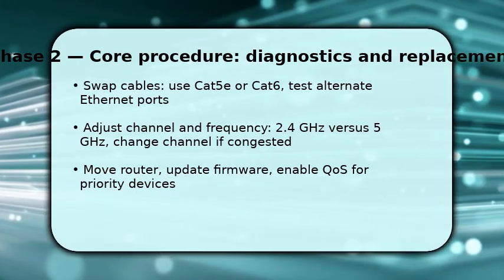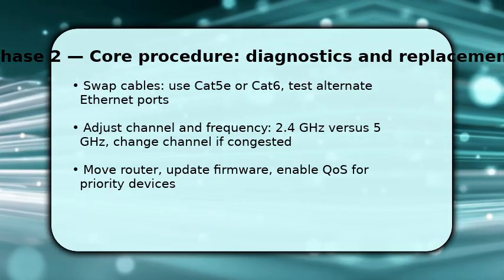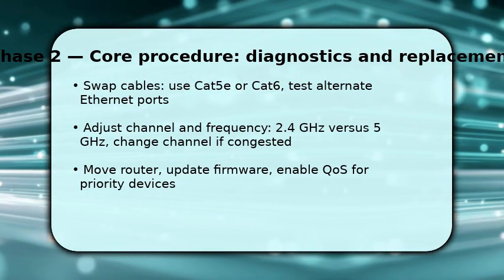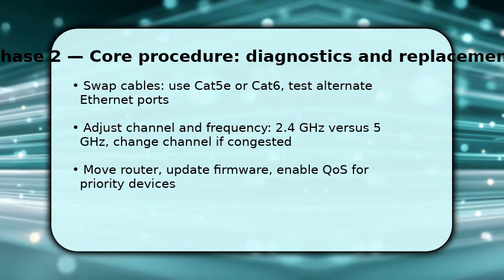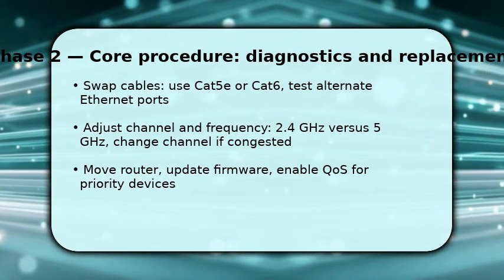Update router firmware and reposition the router to reduce obstructions. Once done, enable QoS to prioritize work devices so throughput goes where you need it most, improving perceived speed. To finish, verify improvements with repeat speed tests and document results.